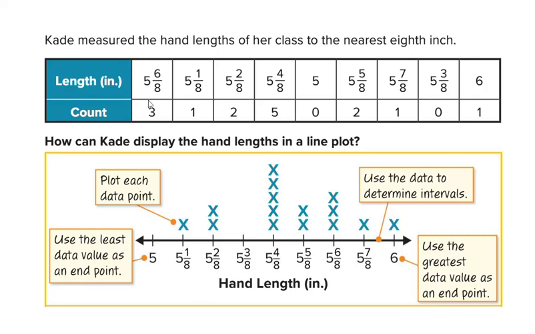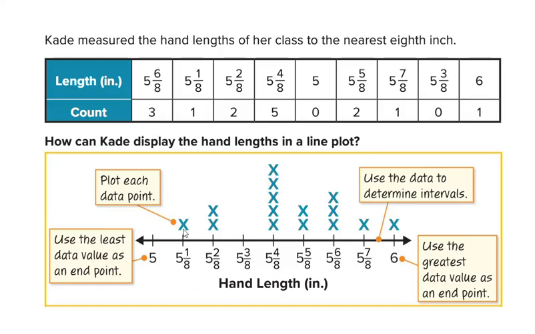Right now, we're learning how to do something called a line plot graph. Okay, and right here it says Cade measured the hand lengths of her class to the nearest eighth of an inch, and so right here is the different hand lengths of each kid. How many kids' hands were measured?